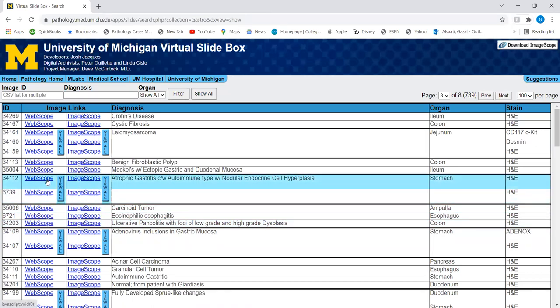Okay, so this one is a nice one. Meckel's with ectopic gastric and duodenal mucosa. So what do I have to see first to call it Meckel's? Before we open our slide, I want to see small bowel mucosa. And then to call it Meckel's, I want to see duodenal and gastric. Let's see if we're going to have that.